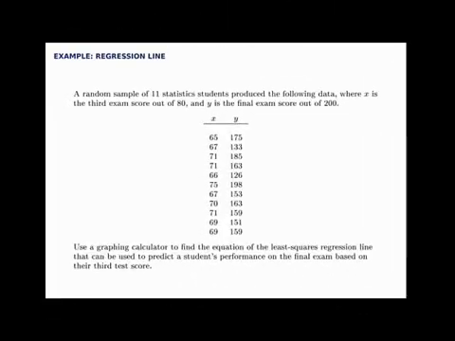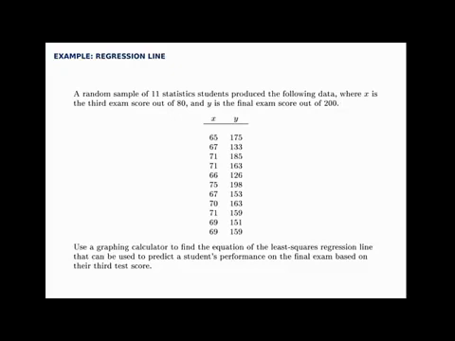A random sample of 11 statistics students produced the following data, where X is the third exam score out of 80, and Y is the final exam score out of 200. Here we'll use a graphing calculator to find the equation of the least squares regression line so that we can predict the final exam performance, which is Y, based on the third test score, which is X.